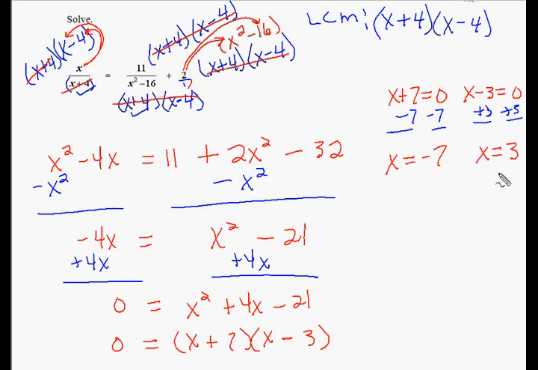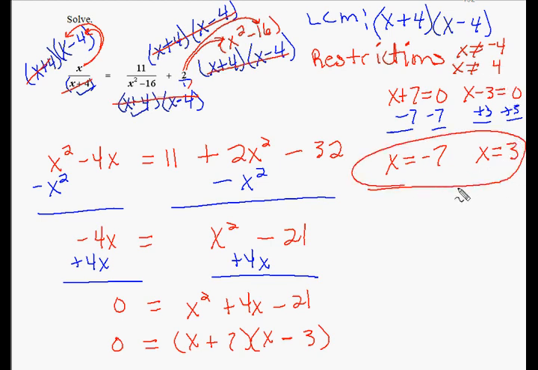Now I don't know that these 2 answers will really work in this original equation because we had denominators. So when you do your LCM, sometimes right then and there you also want to do your restrictions. Make sure you know what values the x cannot have in the answer. And x cannot be, for this first factor, negative 4, and for the second factor, x cannot be positive 4. But since those are not the 2 answers I have, these are the answers for the equation that will make it true.